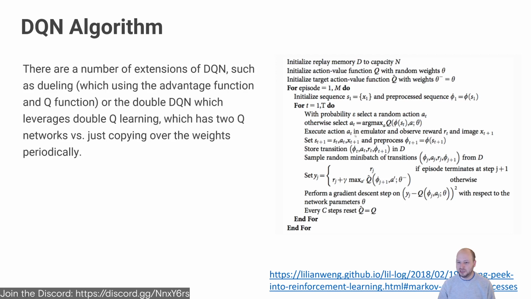We take that AT and we plug it into our emulator, right? And then we get back an RT and a new image, XT plus 1. So that's just like a new state, right? And so now we have S T plus 1 is just ST, AT, XT plus 1, and we pre-process this again, and we store this transition in D. So now we're saving our stuff in there.